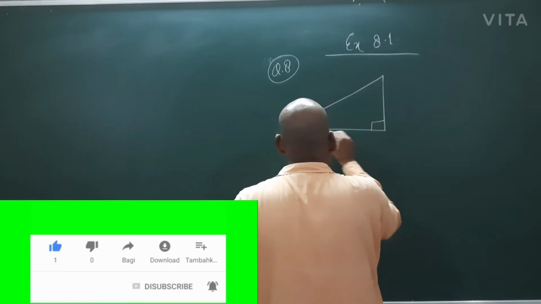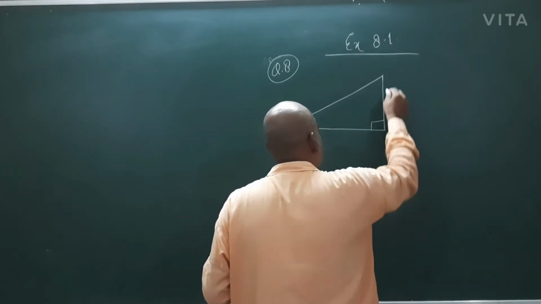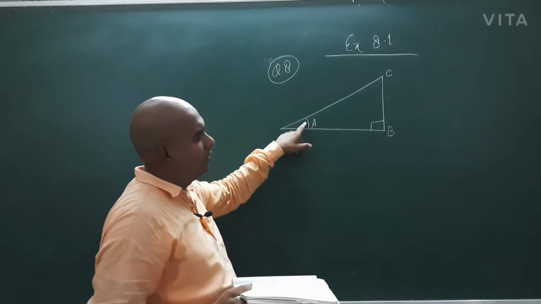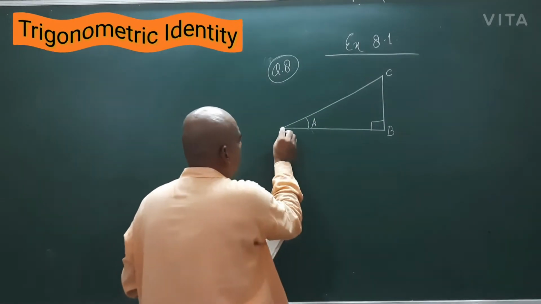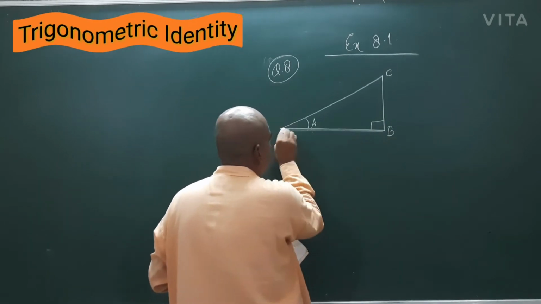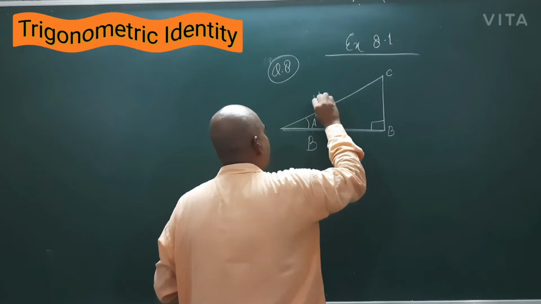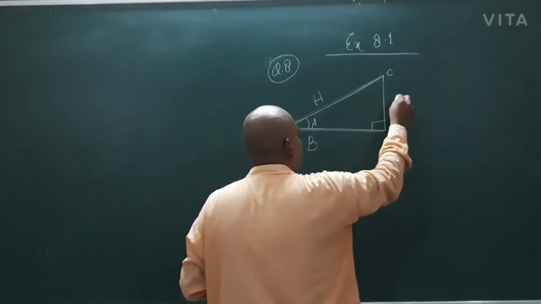This will be 90 degrees, this will be angle A, this will be B, and this will be C. All the things are about A, not about C. So for A, this will be the base, this will be the hypotenuse, and this will be the perpendicular.